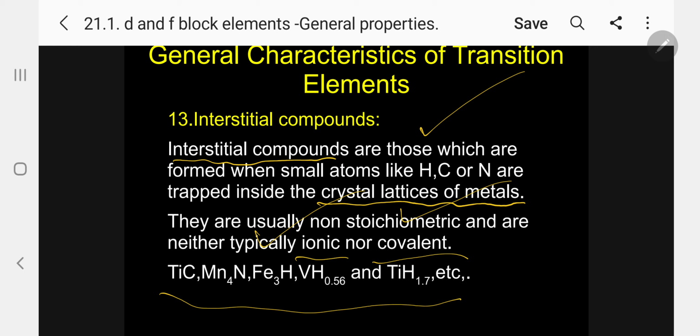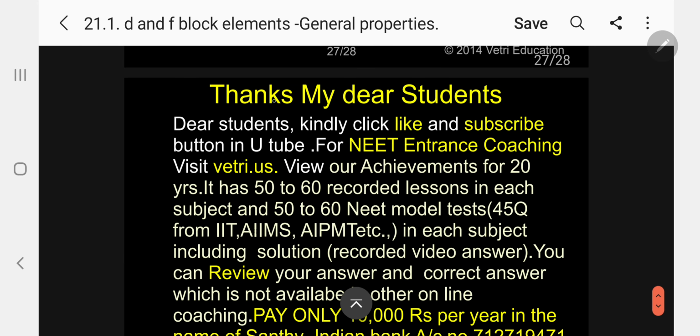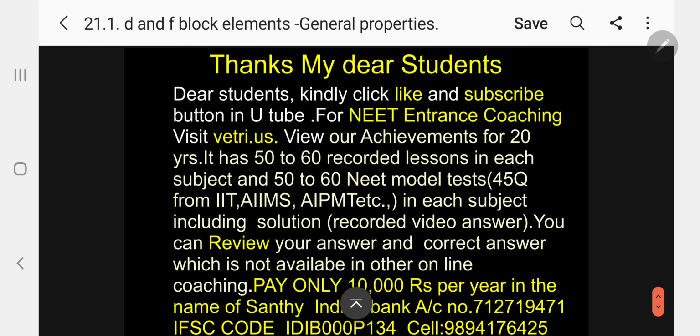They are usually non-stoichiometric and are neither typically ionic nor covalent. Examples: TiC, titanium carbide, Mn4N, Fe3H, VH0.56 and TiH1.7, etc. These compounds are non-stoichiometric. They are not obeying the stoichiometric formula. Kindly follow. I hope I have completed the d-block elements, that is, transition elements.